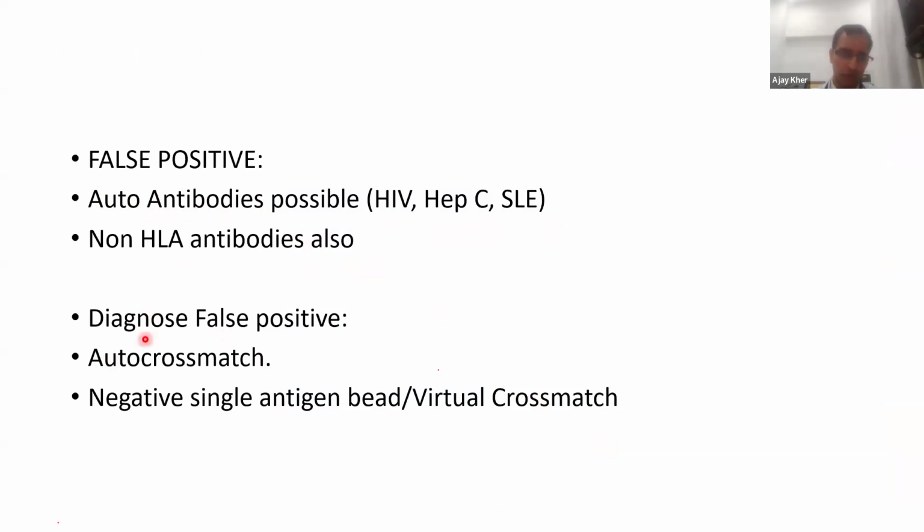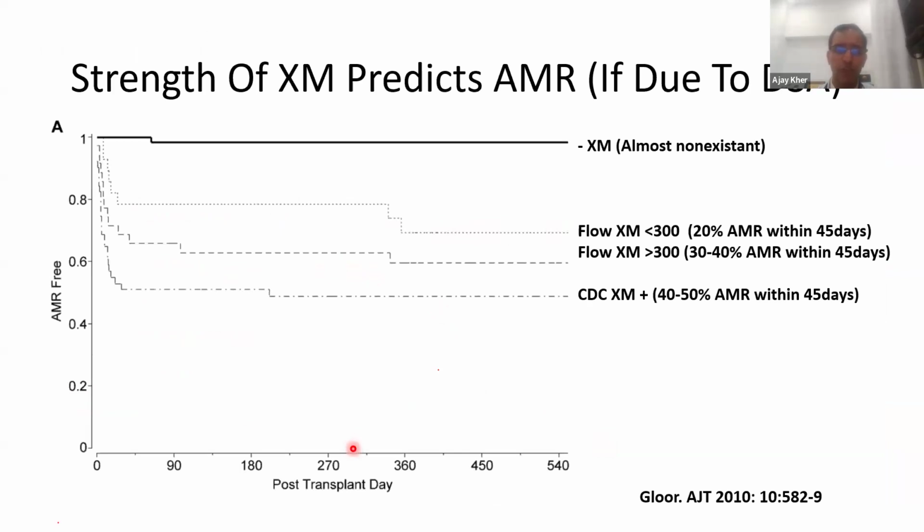To diagnose it, you should always have an auto crossmatch as well. And if you have a negative single antigen bead, then you know that this is likely a false positive. In terms of crossmatches predicting outcomes, if you have a negative flow and CDC crossmatch, you shouldn't be having antibody rejections. If you have antibody rejections when both crossmatches are negative and you have a good lab, you need to check what's going on. There's something not right happening.